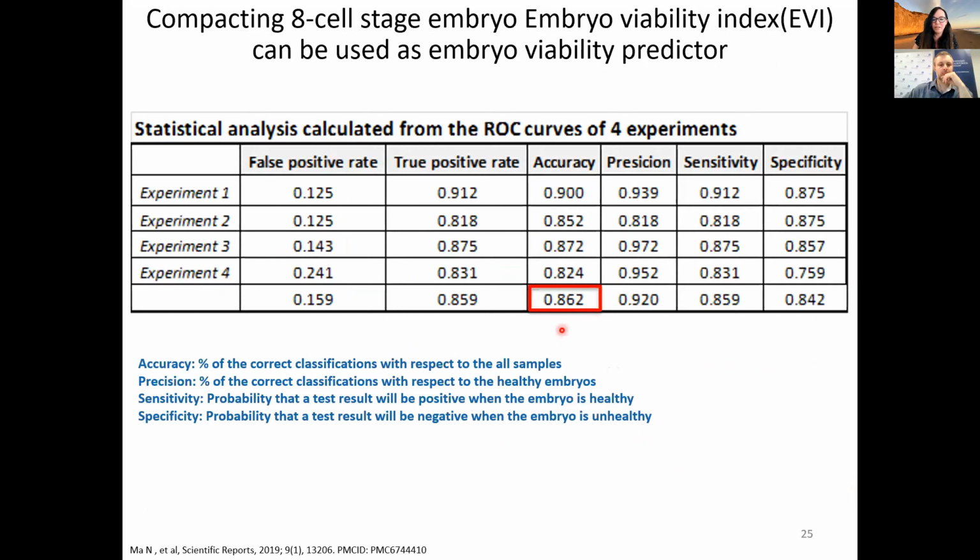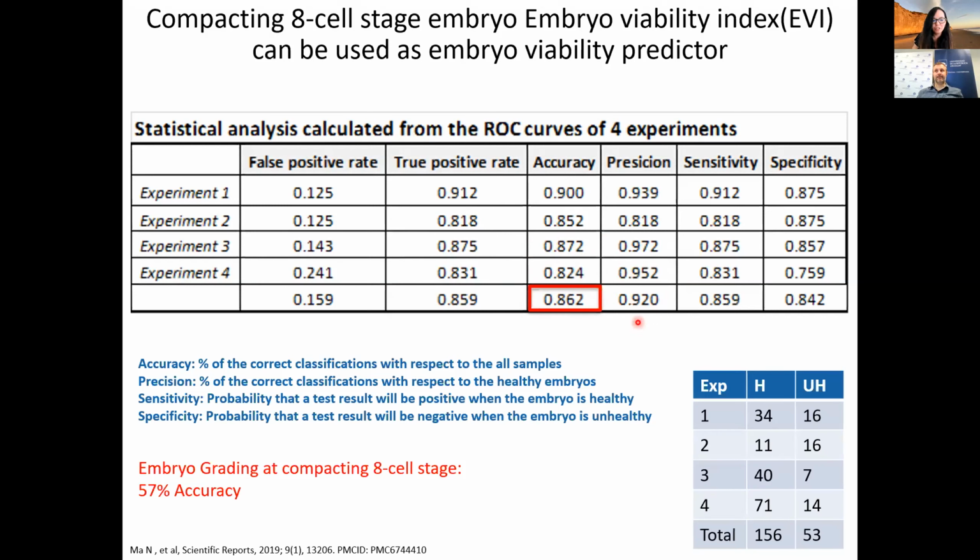Our accuracy rate is about 86%. If you go to the clinic, the grading for looking at embryo health at the 8-cell stage is about 57% accuracy, which is like the flip of a coin, you could just say yes or no. But with the FLIM signature, we could see that it's about 86%. Our precision is actually really high, 92%, and that's the percent of correct classification with respect to healthy embryos.